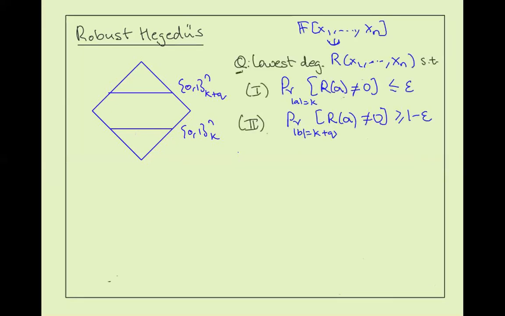Okay, so more formally, let me say that a polynomial R approximately distinguishes between weights k and k plus q if it vanishes at most points of weight k and does not vanish at most points of weight k plus q.